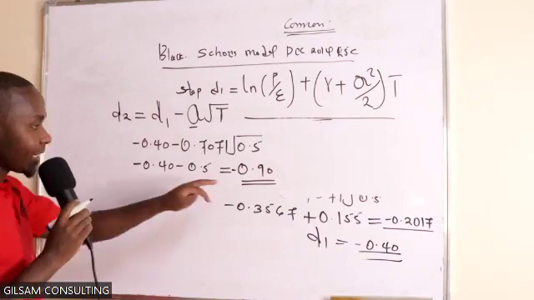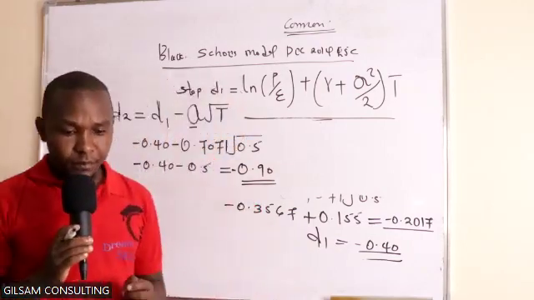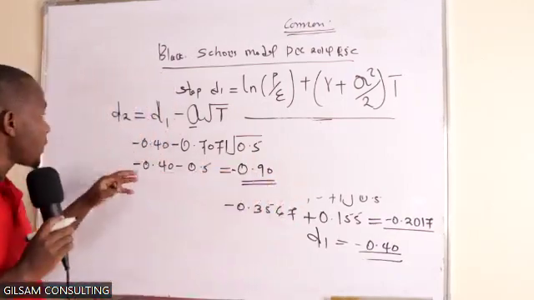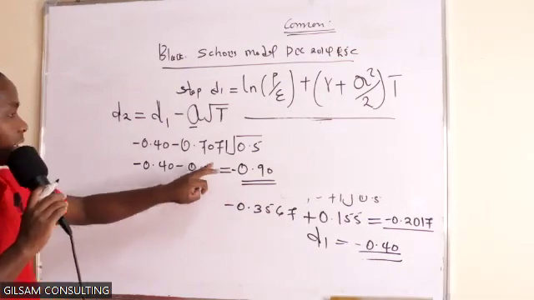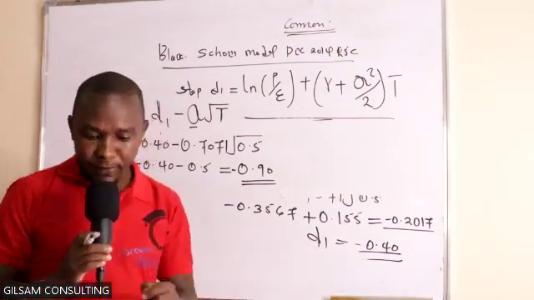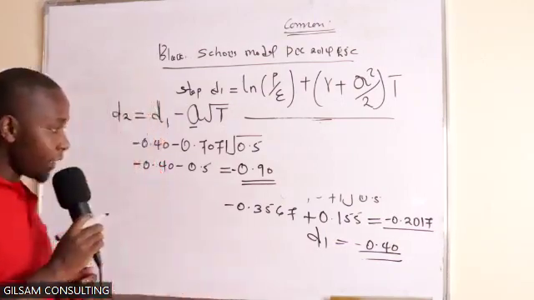That is D2. Still, it is a negative, so the direction is the opposite. So after getting now these D1 and D2, we have not finished, because what we want is the value of the call option.